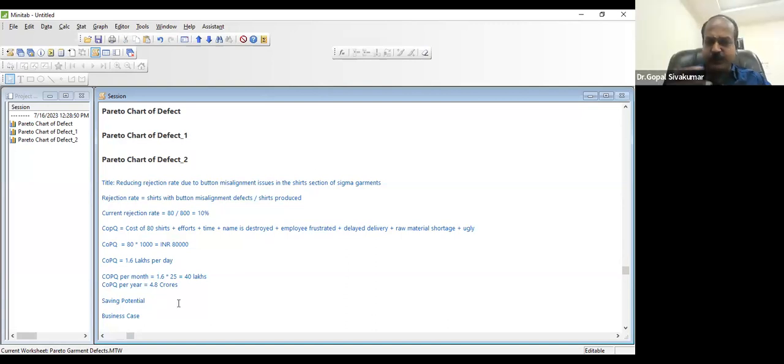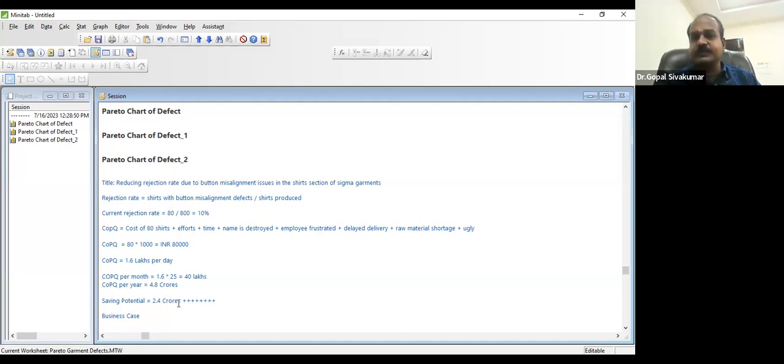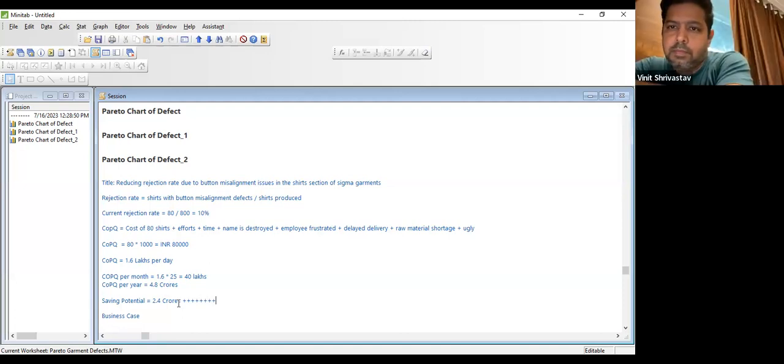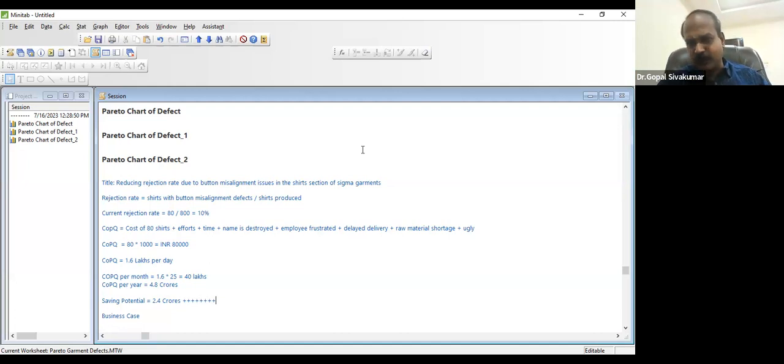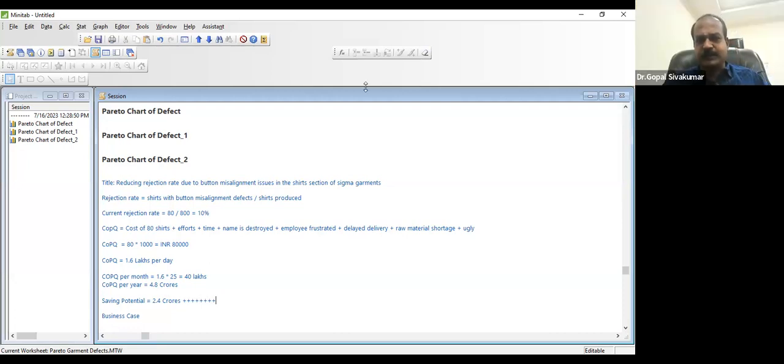Suppose you are not successful in the first attempt itself, because now the rejection rate is 10%. If you bring it to 5%, that is 50%, you are still saving 2.4 crores. Plus, other things also will come down, so it is much more than 2.4 crores. You can even account it as 3.5 crores, possible. You need to have a working, that's all. Open an Excel file, type down all of this to the best of your knowledge, and then you can even say you are saving 3 crores or 3.5 crores. This is called a business case. All of you understand? Yes.